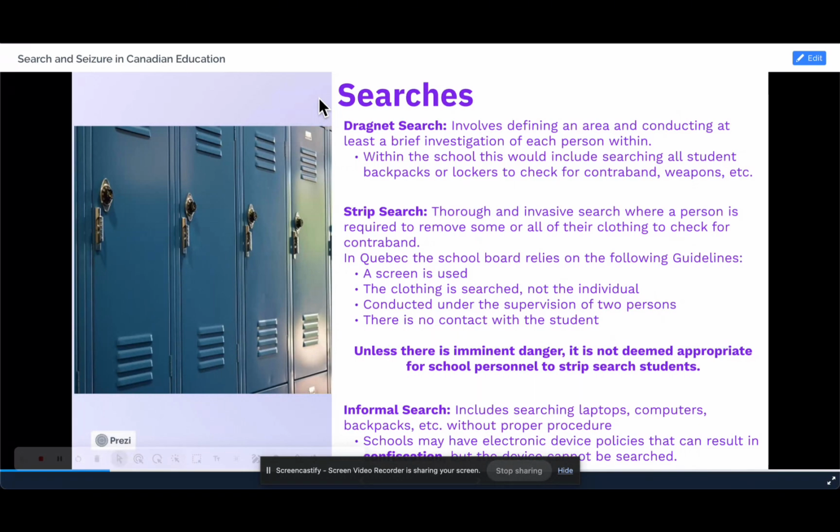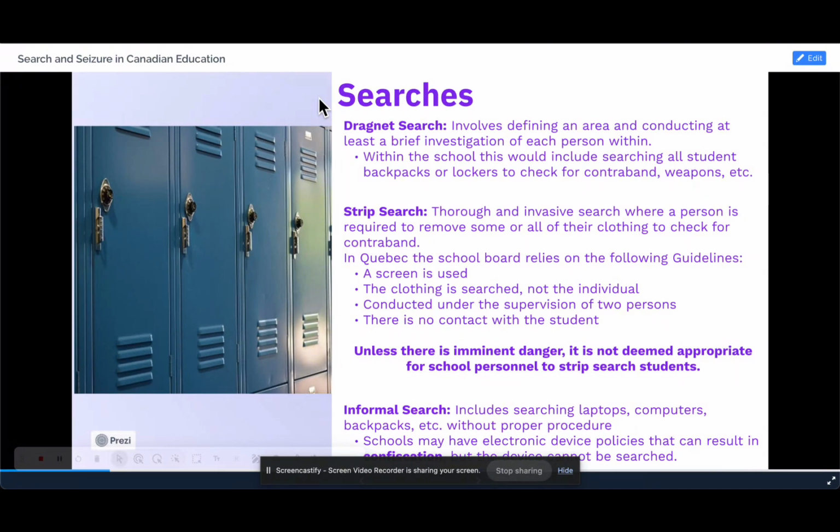The policing definition of a dragnet involves defining an area, so like a city block or a building, or a category, so a certain group of people within an area, and conducting a brief investigation of each person within. An example of this would be airport security checking all passenger bags after receiving a security threat. Obviously, dragnets raise concerns about privacy and fairness because the nature of the search assumes everyone to be guilty until proven innocent, rather than targeting an individual suspected of wrongdoing. Within a school context, this would be something like checking all students' backpacks for contraband, or searching lockers under the suspicion that someone might have brought a weapon into the school.